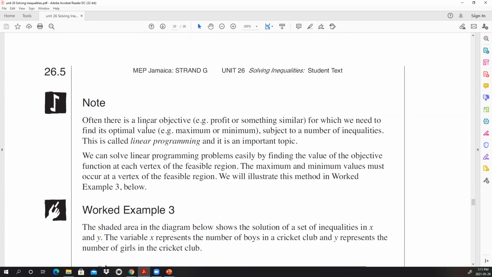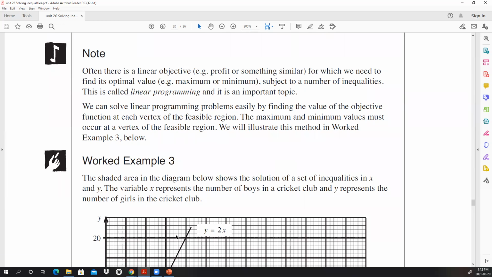And so often there's a linear objective, profit or something similar, for which we need to find its optimal value, subject to a number of inequalities. This is called linear programming, and it is an important topic. We can solve linear programming problems easily by finding the value of the objective function at each vertex of the feasible region. The maximum and minimum values must occur at a vertex of the feasible region. We will illustrate this method in worked example 3.